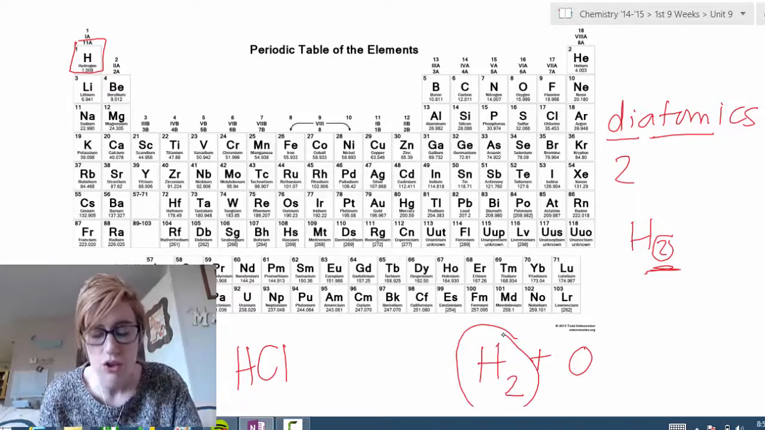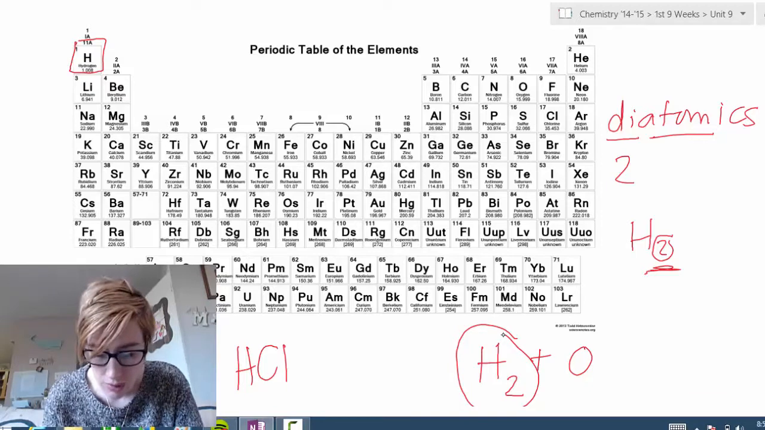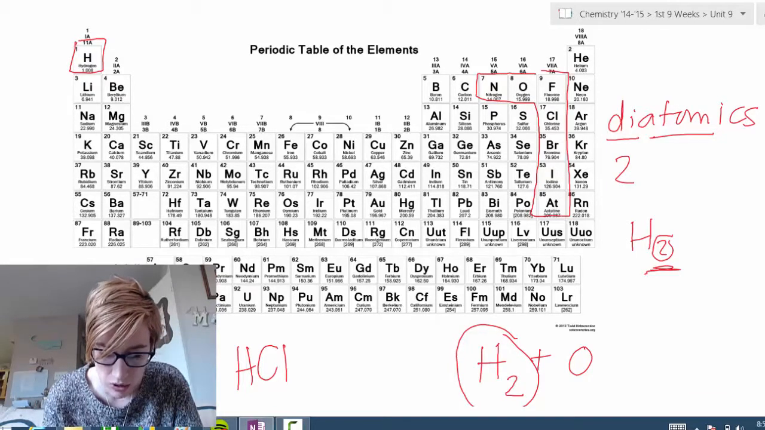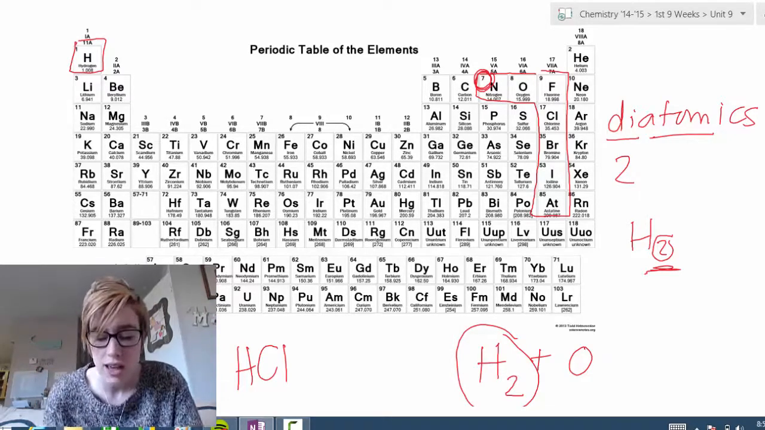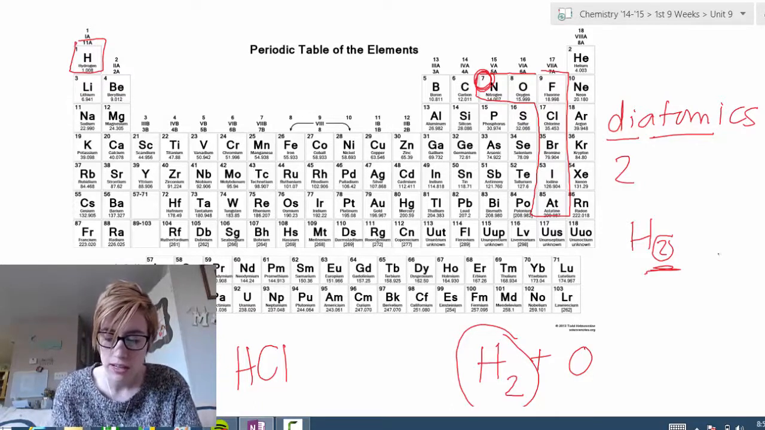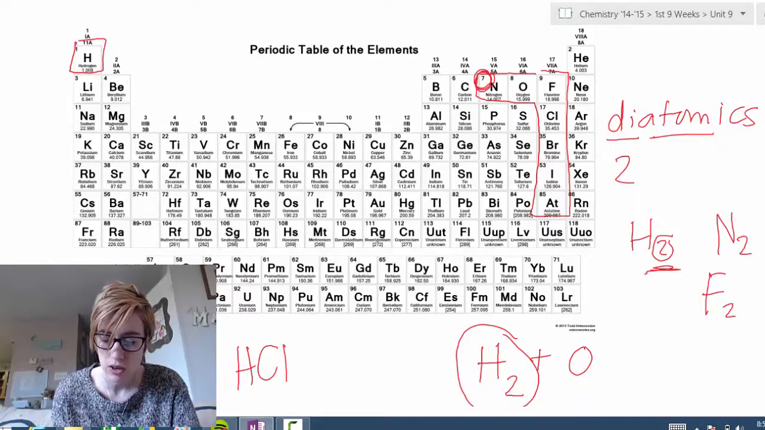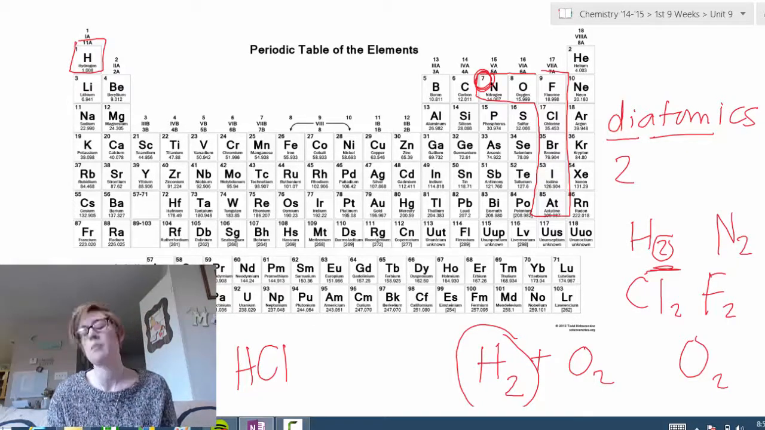Now, we also have a group of diatomics that form the number 7. All of these here form what looks like the number 7, and they start at the 7th element. So hopefully that's a reminder. They start at 7 and they form a 7. All of these are diatomics. So if N is by itself, you have to put a 2 here. If F is by itself, you have to put a 2 here. If O is by itself, you have to put a 2 there. Cl is by itself, you have to put a 2 there. These are diatomics. You have to memorize them.